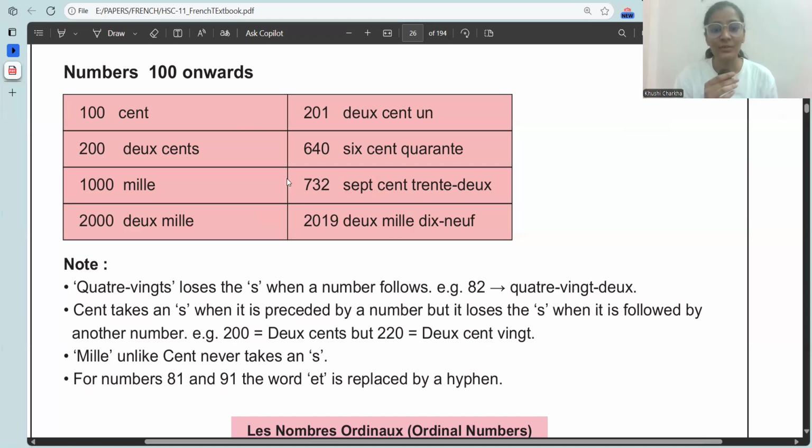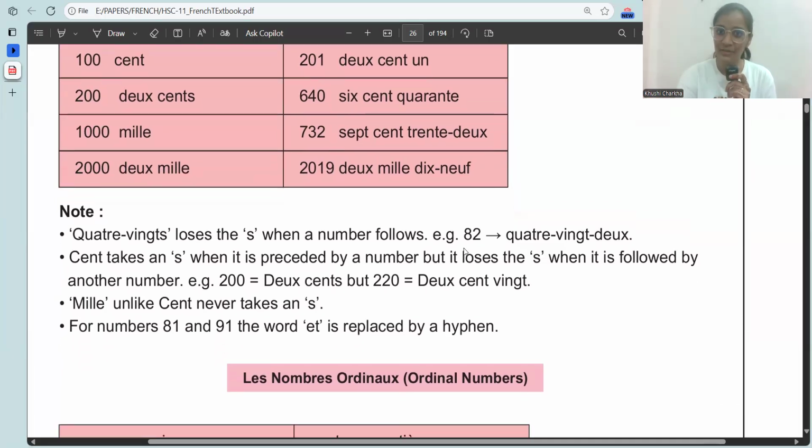These are such small pointers which you have to keep in your mind going ahead. Then 732, again the same thing. Cent does not have an S, and here as well. 2019, deux mille dix-neuf. Again, mille does not have S. So mille basically does not have S anywhere. Cent has S only when there is what? 200, 300, 400 and so on. But if there is some number along with those hundreds, at that time cent does not have an S.